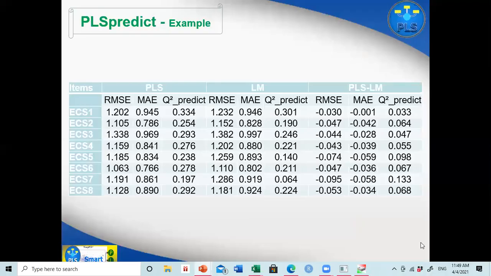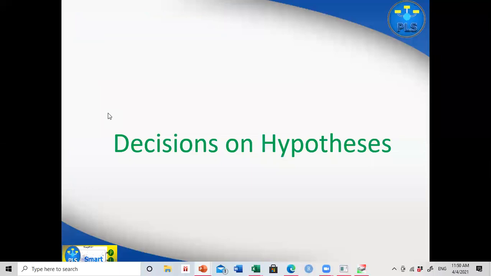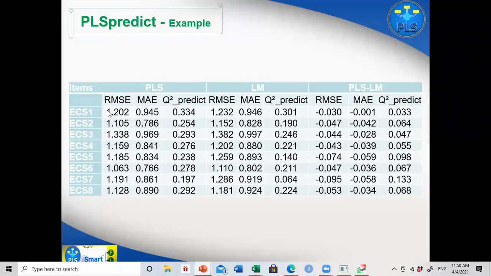Okay, so this is a PLS, just like the one we did. We copy, this is for the PLS, and this is for the LM. Then we subtract the value of all the errors, that is RMSE, MAE, and MAPE. We subtract LM from it, that is, we say PLS minus LM. So we look at it one by one. There is certain criteria we follow to say if it's okay or it's not okay.